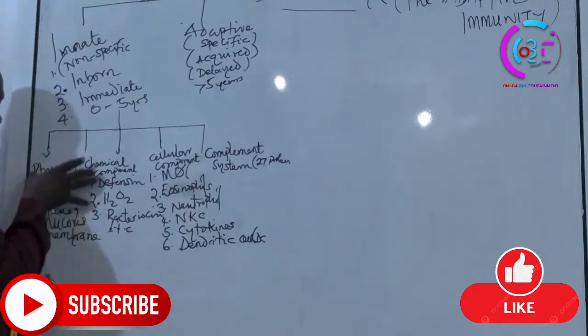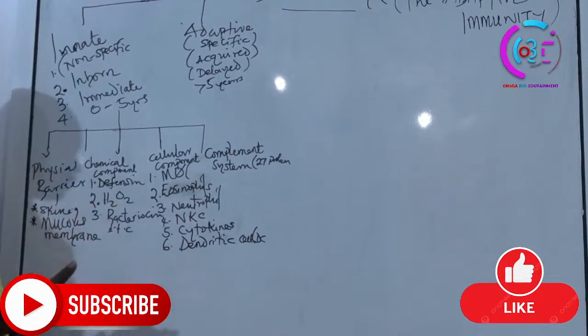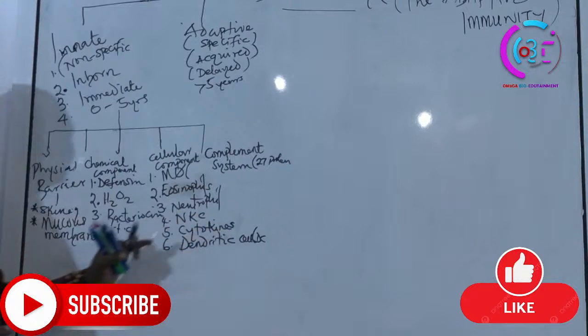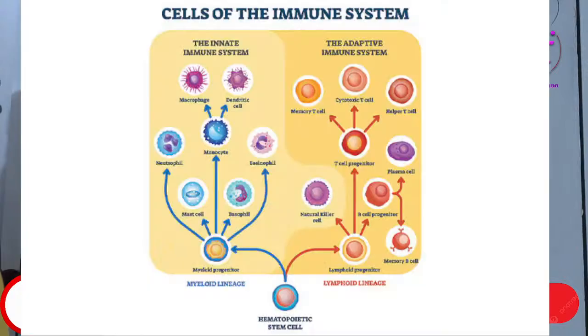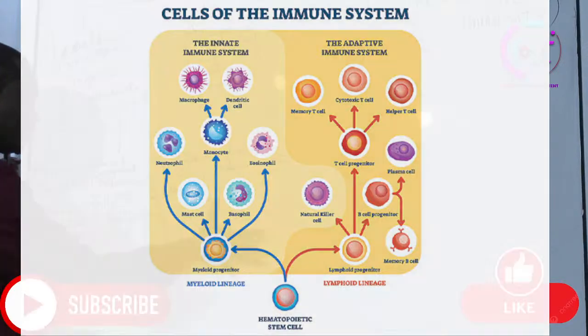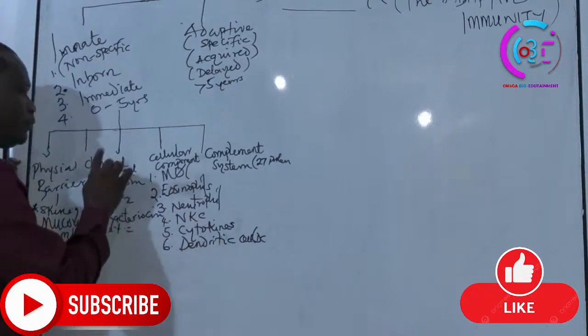The same thing happens once the physical barrier is compromised in the host immune system. They are left with every other aspect, which could be the chemical component. Once the chemical challenge is also compromised, that leaves us with the cellular component of the innate immune system. And all this, just like I told you, they will work intricately in order to achieve one goal.